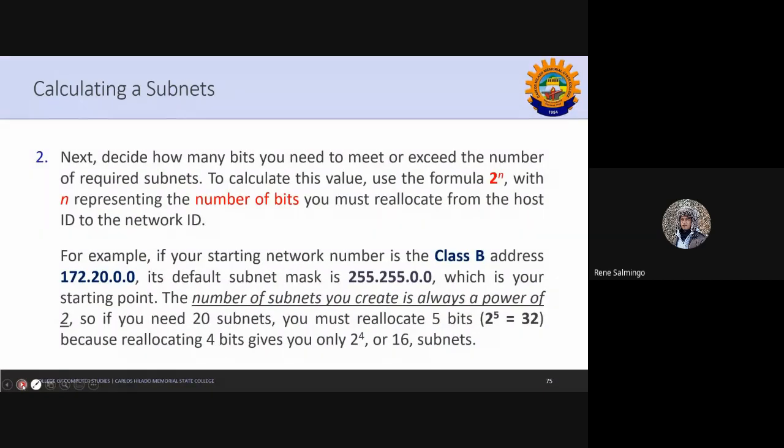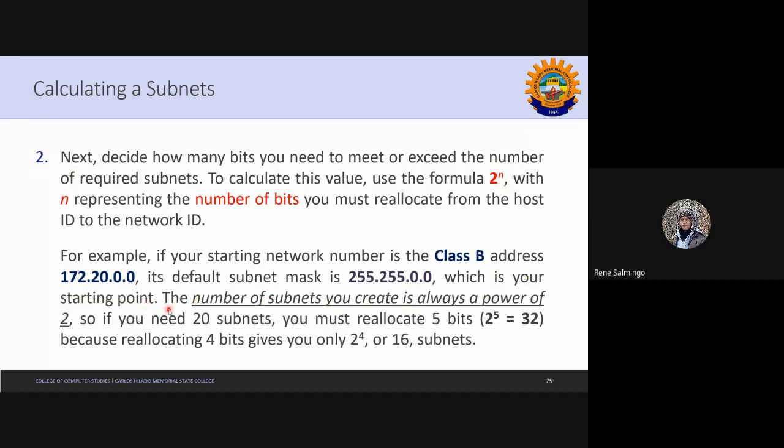Next, we decide how many bits you need to meet or exceed the number of required subnets. To calculate the value, you usually use the formula 2 to the n, with n representing the number of bits that you must reallocate from the host ID to the network ID. We know already from the last few days what the host ID and the network ID are. Now, for example, if you have a class B network that has a starting address of 172.20.0.0, the default subnet mask in class B is 255.255.0.0, which is always your starting point.